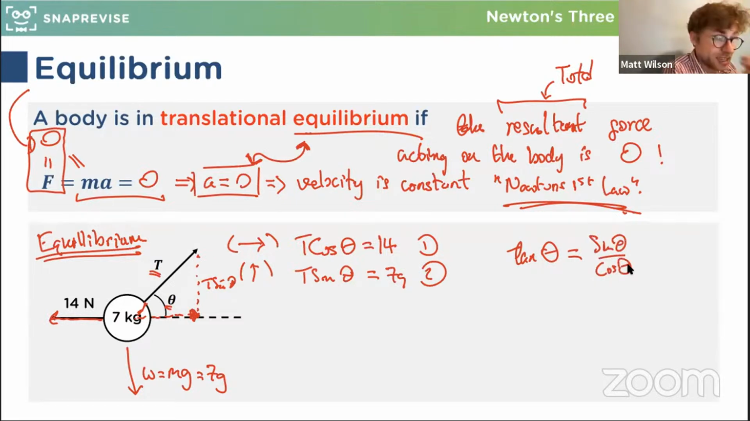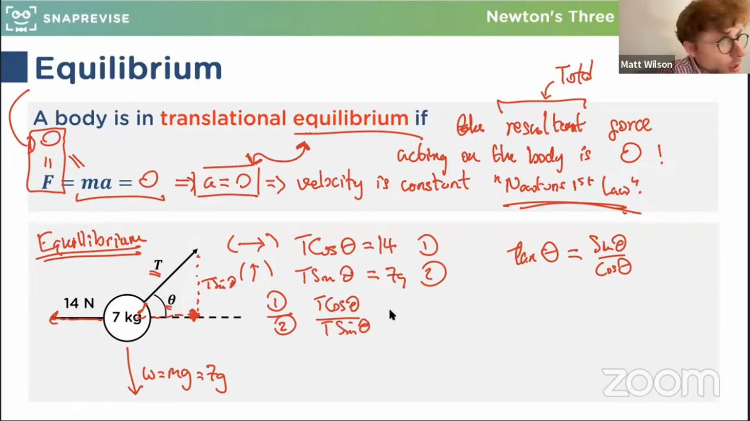So that allows us to take an expression that looks complicated because it's got two trig functions in and make it something simple, something that's got one trig function in, this tan theta. So then a classic trick in these situations is to take one equation and divide it by the other. So let's look at the left-hand side. On the left-hand side, we have T cos theta divided by T sine theta.